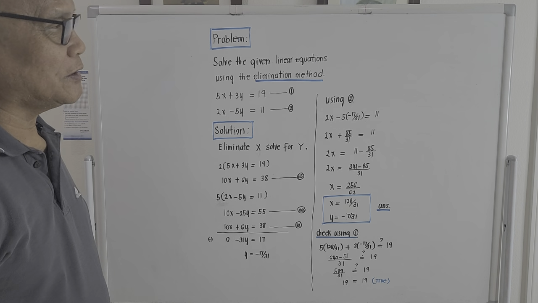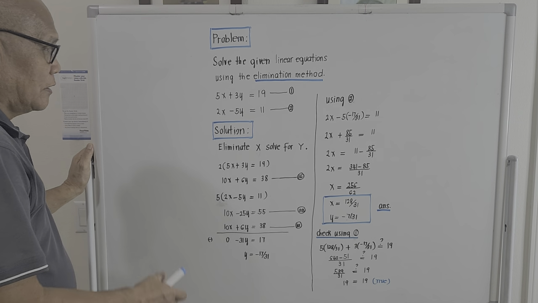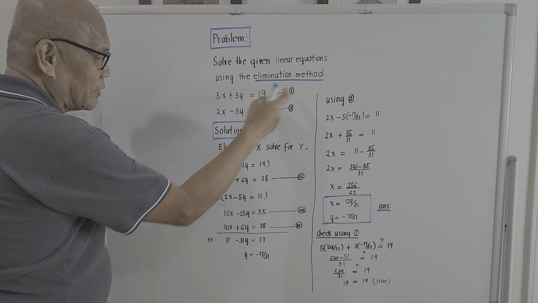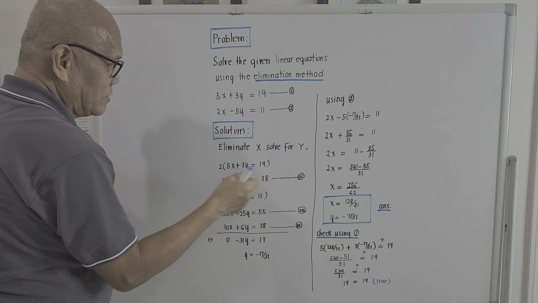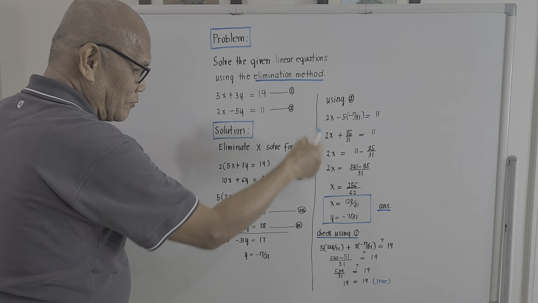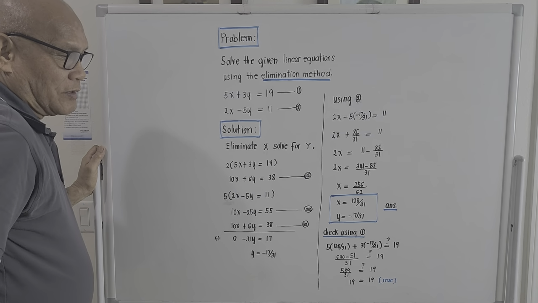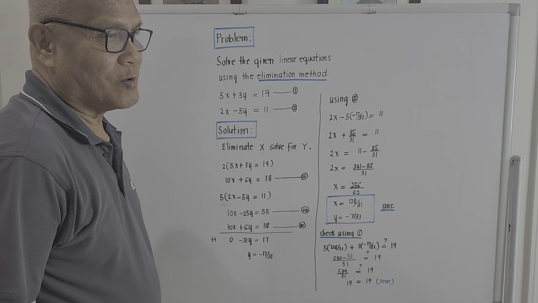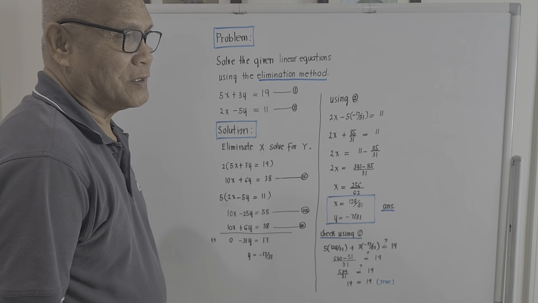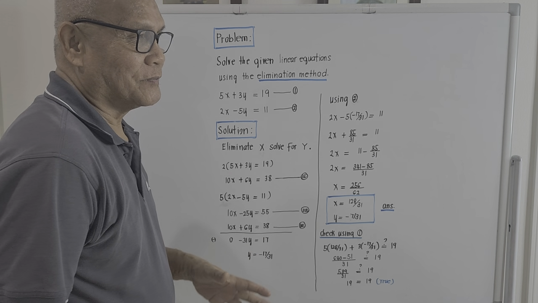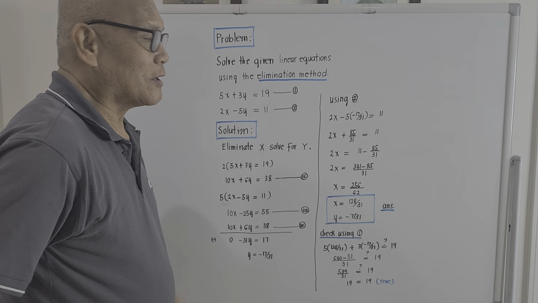The given equations are these. Equation number 1: 5x plus 3y equal to 19. And equation number 2: 2x minus 5y equal to 11. This is an easy one, but I just would like to emphasize how we perform the concept of the solution of this one. That's the most important thing here. Okay, let's try to bring out the solution.